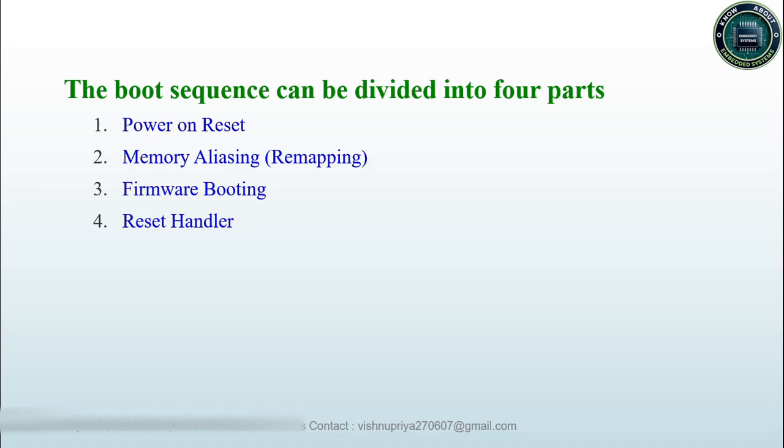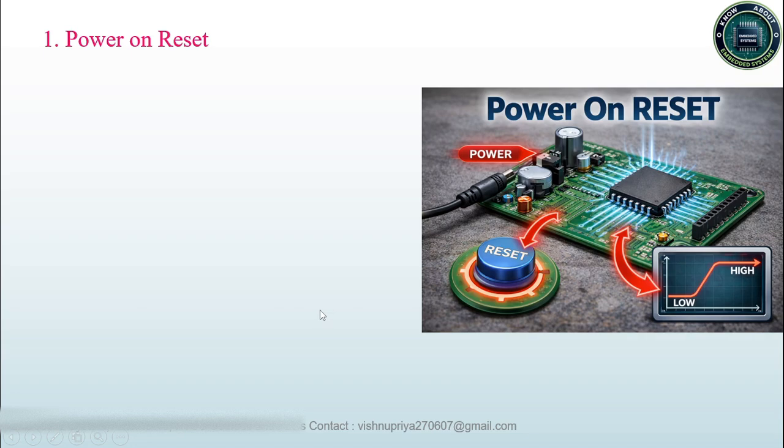The booting sequence in most ARM and ARM-based microcontrollers is divided into four major parts. They are named like this. One is power on reset. Second is memory aliasing or remapping. Third is firmware booting, and finally the reset handler execution. So there are four major steps in the boot sequence: power on reset, memory aliasing, firmware booting, and finally the reset handler. Four important things, and we will understand them one by one.